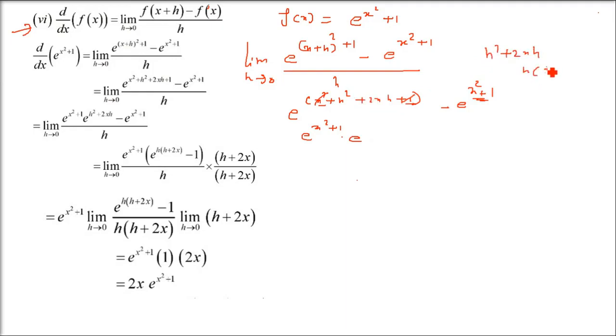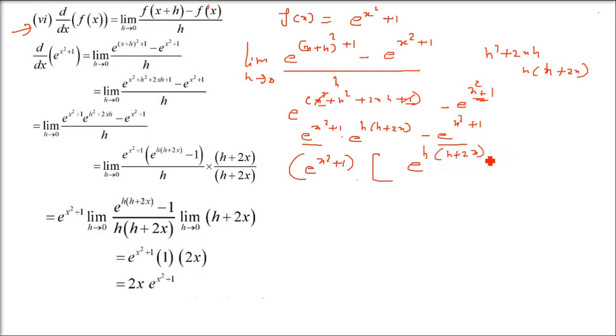Now you can take h common from here also, the second term. So h plus 2x will remain. Why I am doing this, you will know. So this is e raise h times (h plus 2x). Okay. Now we have got e raise x square plus 1 which we wanted, minus e raise x square plus 1. So we'll take this e raise x square plus 1 common, and inside this we have e raise h(h plus 2x), and then minus 1 because we have already taken this outside, and divided by h.